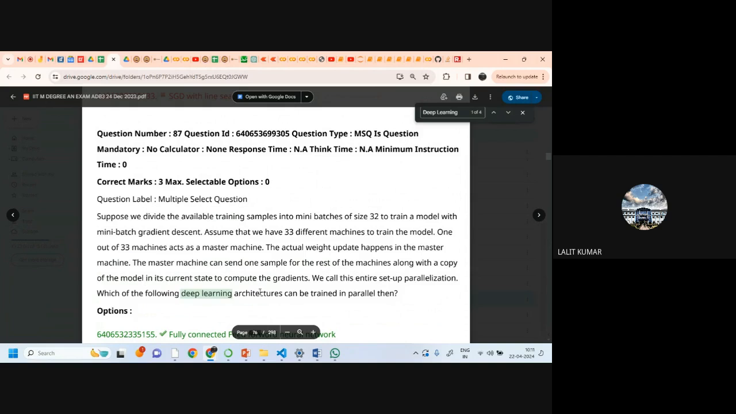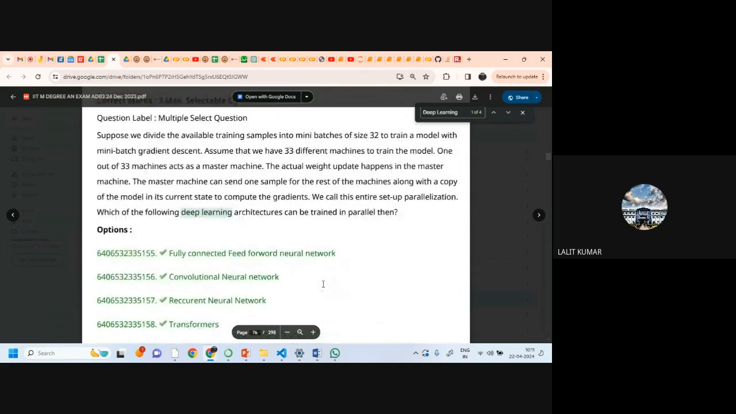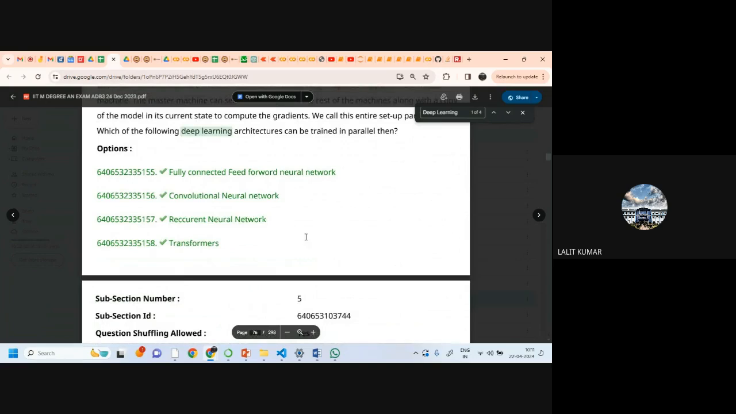Which of the following deep learning architectures can be trained in parallel then? So basically all the neural networks can be trained in parallel. That is the basic concept. And this question has been repeated in 2 previous year question papers. So basically all the neural networks, including transformers, can be parallelized.